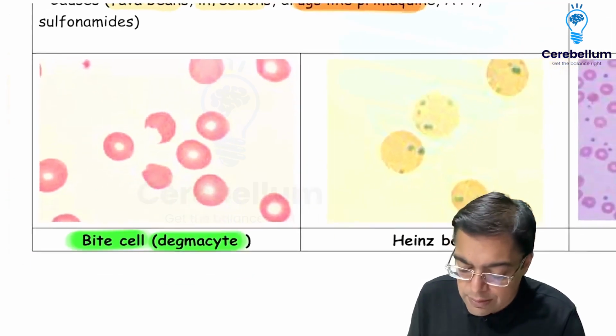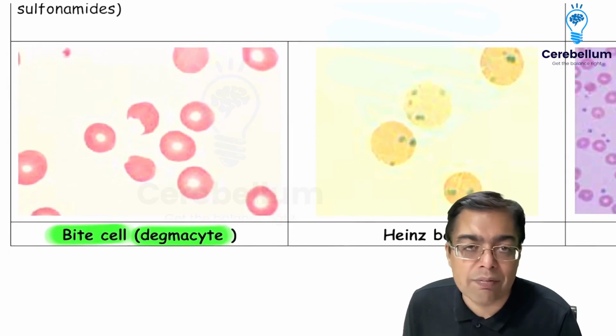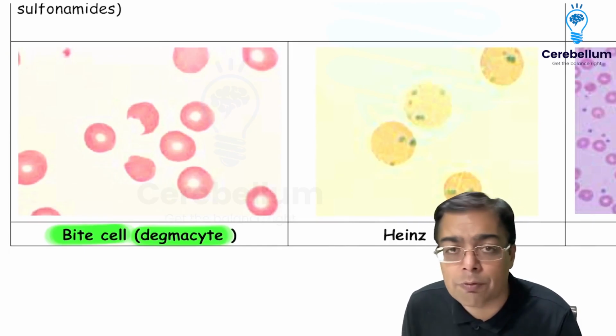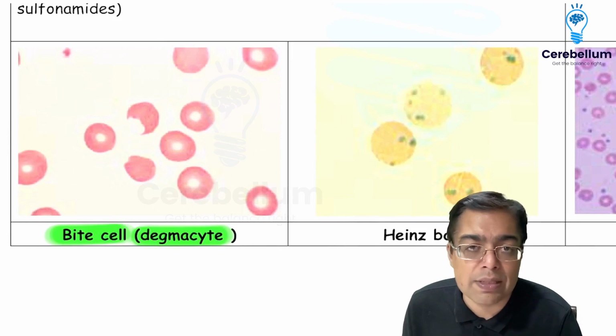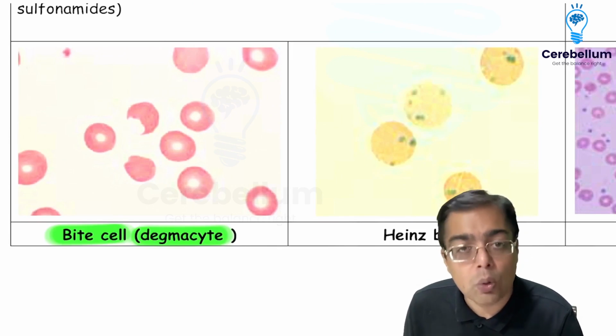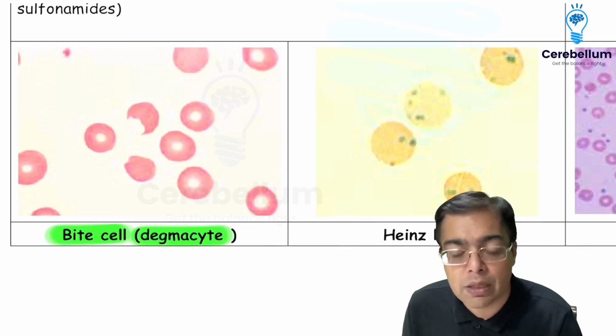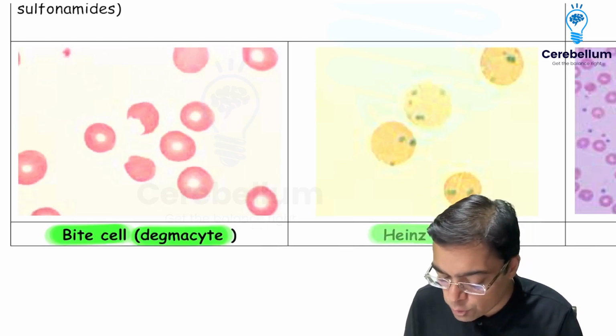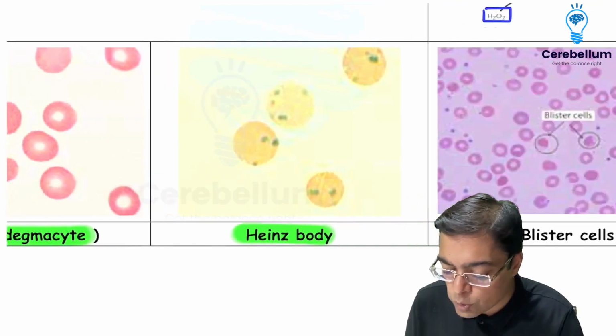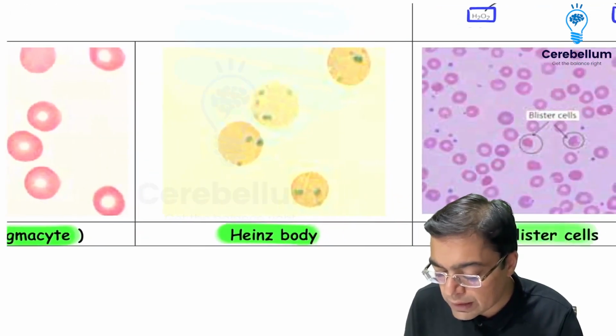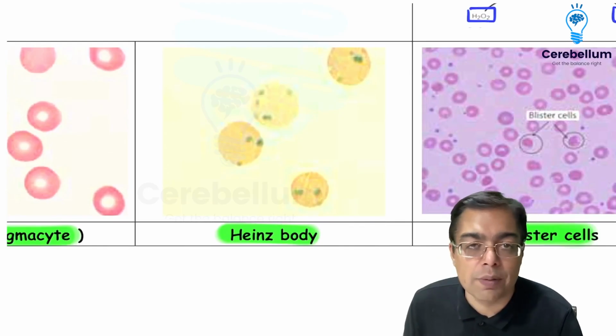So in any question in the exam where the question talks about a patient having a history of intake of certain food materials like fava beans, intake of drugs like primaquine, and just about after 48 hours, the patient is passing altered color of urine, or the question says the peripheral smear was showing the presence of Heinz body, degmacytes, or blister cells, that's automatically an indicator for G6PD deficiency.